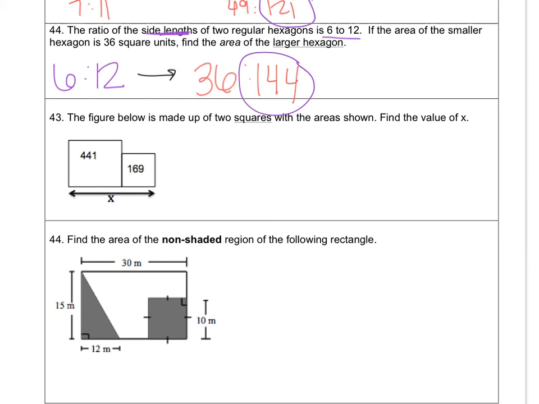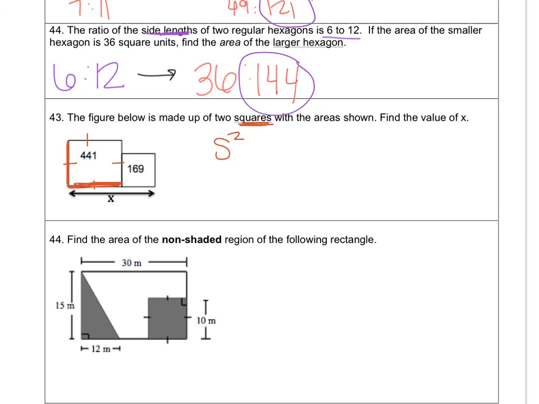All right, on 43, it says the figure below is made of 2 squares. That's your keyword, squares. Squares have all sides the same and all angles the same. So it's a square. Find the value of x. Well, if it's a square, all sides are the same. What's given is the area. So the values inside, that's the area. Well, how could you work backwards? If you have the area and you wanted one side length, you know all sides of a square are the same. Well, to find area, you would do side times side. So the area is really side squared.